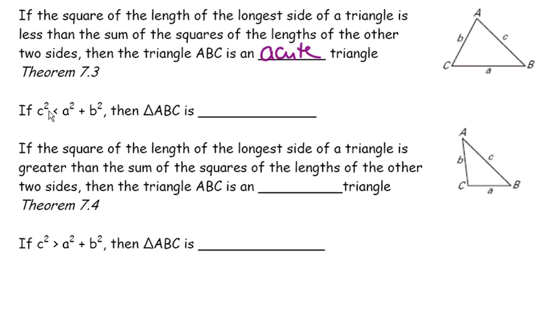So if c squared is less than a squared plus b squared, and that doesn't mean less than or equal to, I should circle it, less than, then ABC is acute, which means that if it's greater than, then we're probably talking obtuse. No, we're definitely talking obtuse, but that would be the likely conclusion. Right, so if c squared is greater than a squared plus b squared, then the triangle is going to be an obtuse triangle. So the converse is pretty handy.